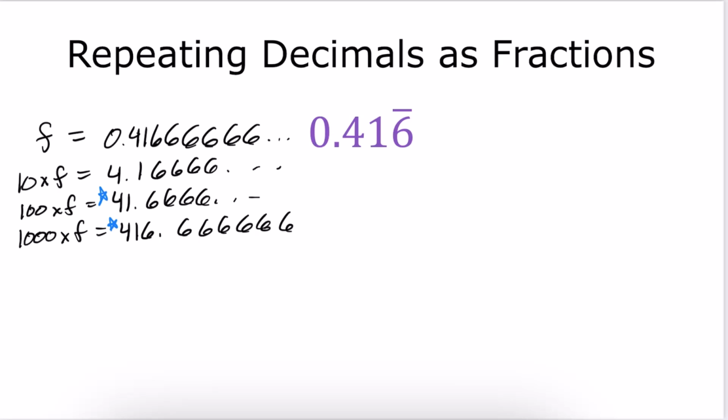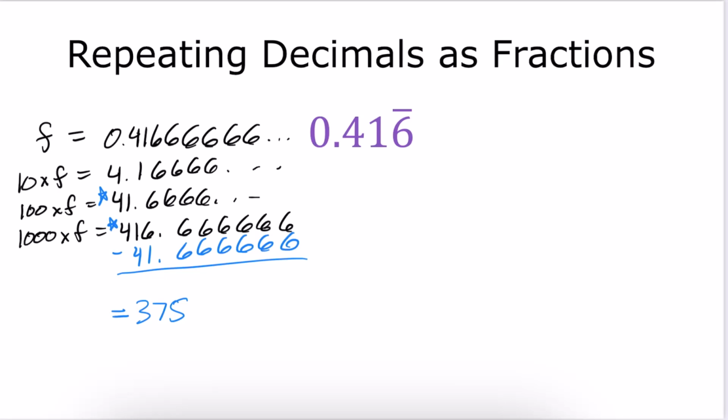That will get rid of all of the decimals as well as the repeating part of the decimal. So I'm going to subtract 41.66666666 from 416.666666. And when I do that, I get the whole number 375 because all of the decimal stuff cancels itself out and 416 minus 41 equals 375. Now, what is this equal to? So I subtracted 41.66666 from one side of my equation, which means I also have to subtract it from the other side of the equation.